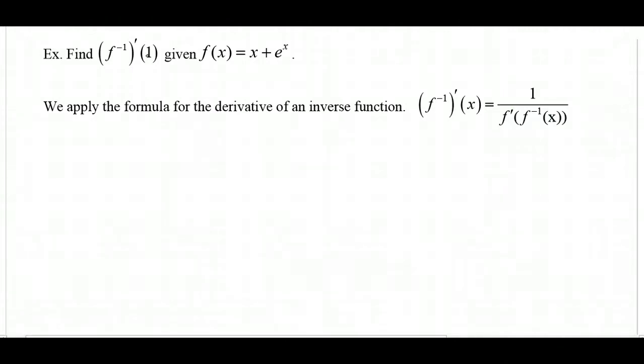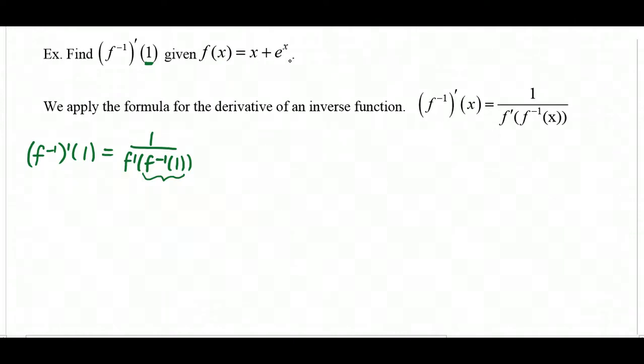So in this case, my x value is 1. So I'm going to replace each of these x's here with a 1. So let's start out. I want f inverse prime of 1, which is 1 over f prime of f inverse of 1. So that's the first step, just substituting the value I'm looking for, the x value, into each x. Well, now I have to work inside parentheses first, so I am following order of operations. What I need is f inverse of 1. That's what I'm looking for, given f of x equals x plus e to the x.